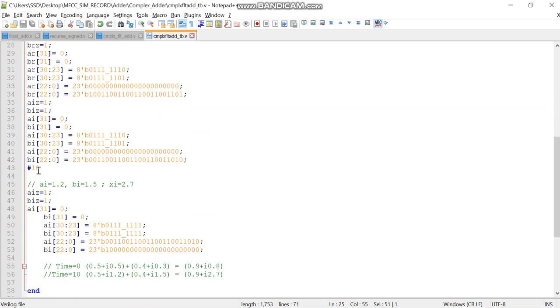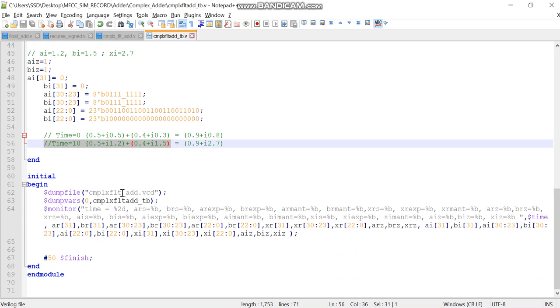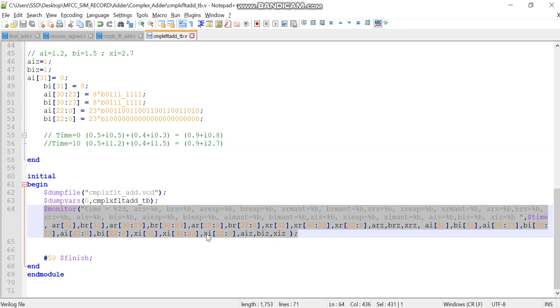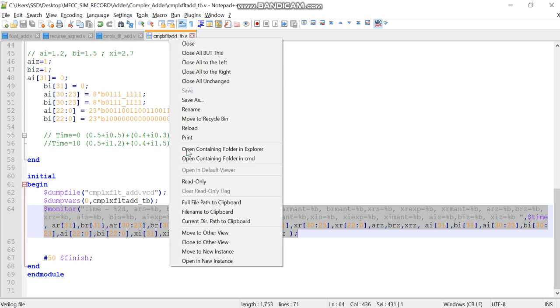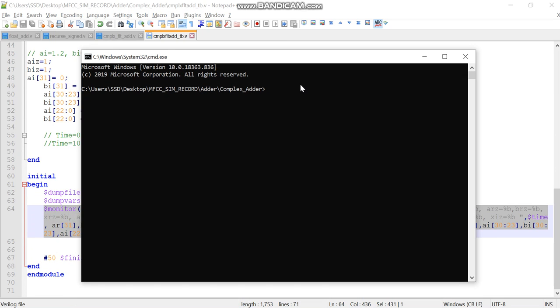And again, after some delay of 10, I am changing the imaginary part of the inputs and leaving the real part as it is. So I do have these inputs at time 0, and I do have these inputs at time 10. So the next step is to dump our value change dump file and then monitor the outputs. And now let us simulate this complex floating point adder and check the correctness of the output.